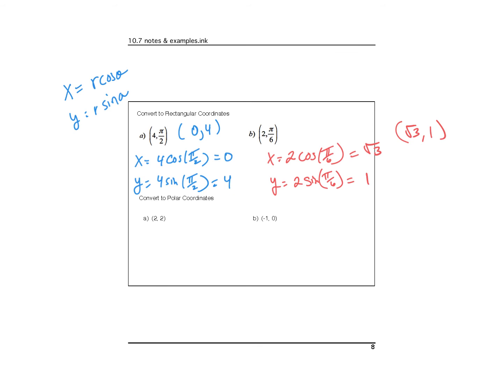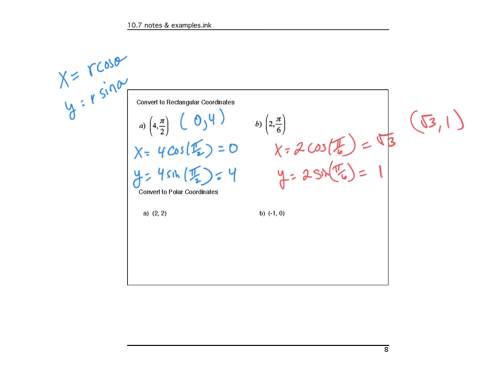Converting to polar coordinates. So here's where we're going to start with our tangent theta equaling y over x. That will then tell us what our theta is, right? So we can say tangent theta in this case equals 2 over 2, or 1. So theta must be pi over 4. We do want to acknowledge that (2, 2) is in the first quadrant, so it makes sense to choose pi over 4, because there certainly could be a different angle that we would choose based on the quadrant that we're in. All right, but pi over 4 makes sense.